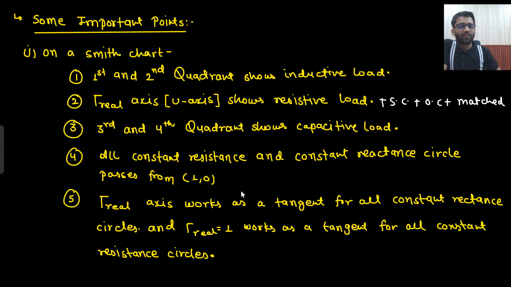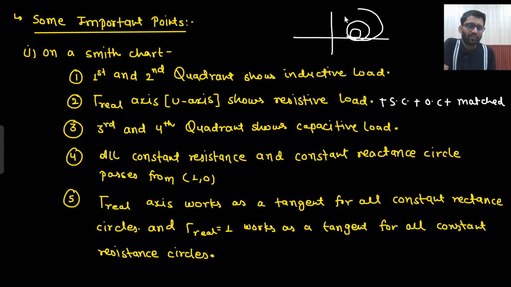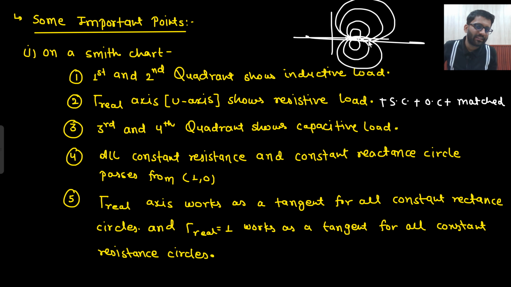Gamma real axis works, now this is a new point. Now how will you make all the constant reactance circles? These were your constant reactance circles. From 1, 0 all the circles were originated, or the same thing you could have done downward as well. Now this line is tangent to all the circles, right? What do you mean by tangent? From this point it should pass. A circle can have more tangents, but this tangent is common to all the circles.